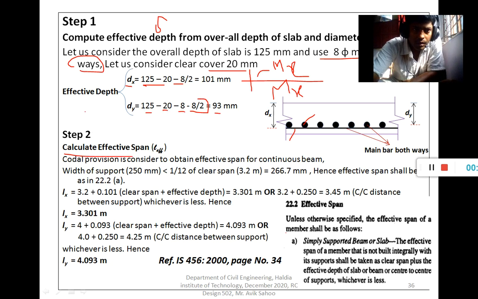Because in a beam we consider only one moment, the effective depth is one. In the two-way slab, two moments have to be calculated, so that's why two effective depths come. Next you calculate effective span.